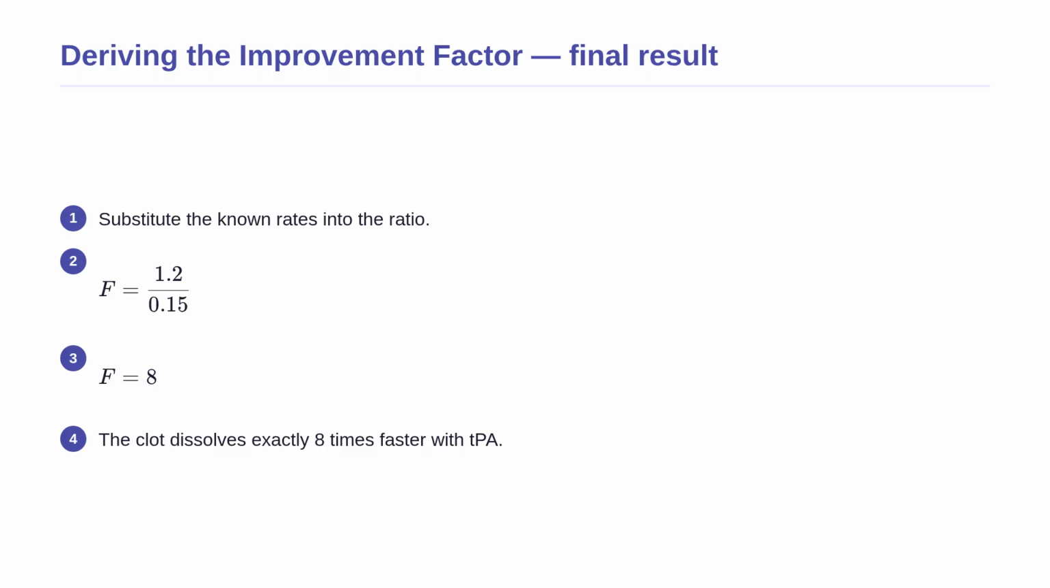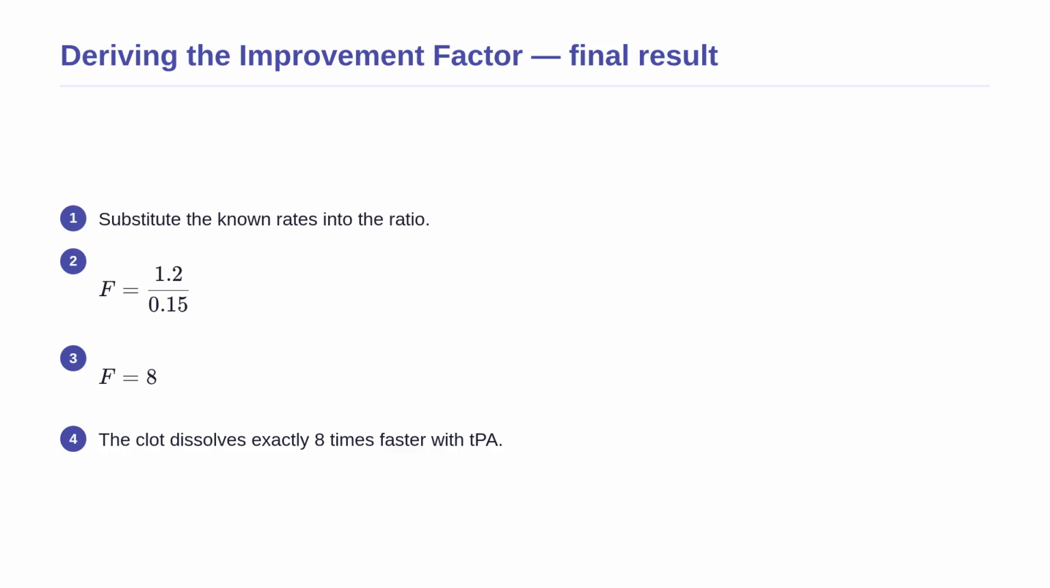Continuing from our setup, let us complete the derivation to find the final improvement factor. We substitute our known values into the fraction, placing 1.2 in the numerator and 0.15 in the denominator. Dividing these numbers gives us a final result of exactly 8. This means the variable F equals 8. Physically, this proves that the clot is now dissolving exactly 8 times faster than it would have on its own.